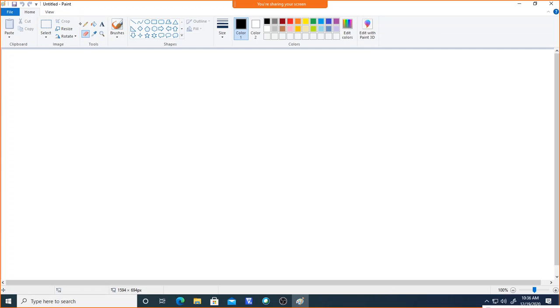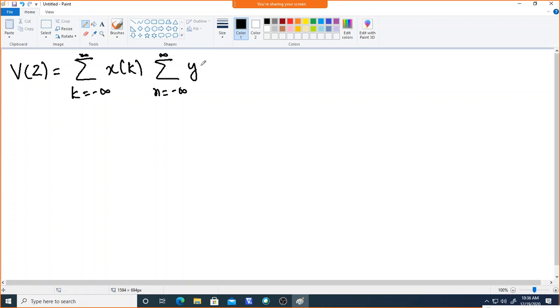Okay, so V of z, which we can represent as the summation k equal to minus infinity to plus infinity x of k, and also the summation n equal to minus infinity to plus infinity y of n minus k into z power minus n. So this is what we have.